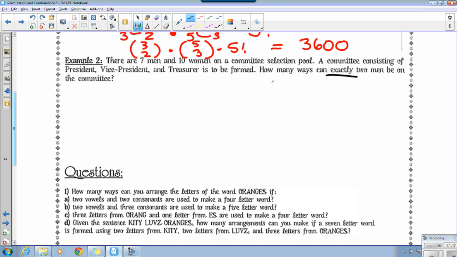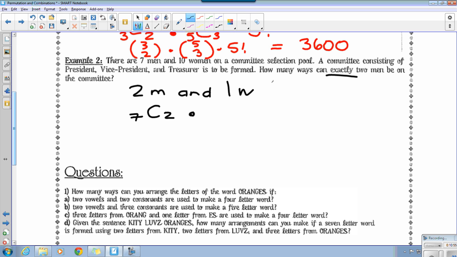So we only want 3 men. And, oh, exactly 2 men, sorry. We want 2 men, and what would be left over? So, 1 woman on this committee, okay? 2 men, 1 woman. We don't care how we select them first. And is multiplication. How many men do we have to choose from? 7, choose 2 of them.